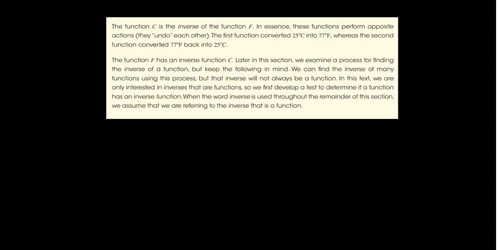The function c is the inverse of the function f. In essence, these functions perform opposite actions. They undo one another. The first function converts 25 degrees Celsius into 77 degrees Fahrenheit, whereas the second function converts 77 degrees Fahrenheit back to 25 degrees Celsius. These are definitely pretty good words to use. Yes, they undo one another.